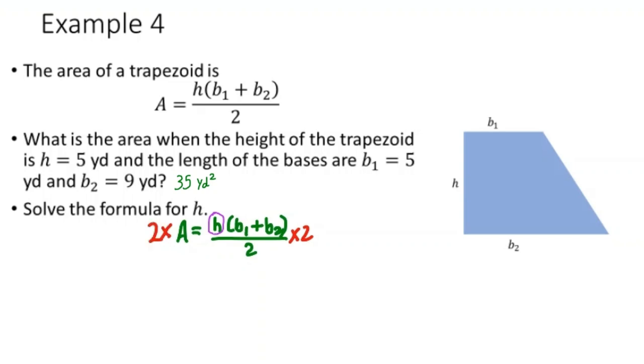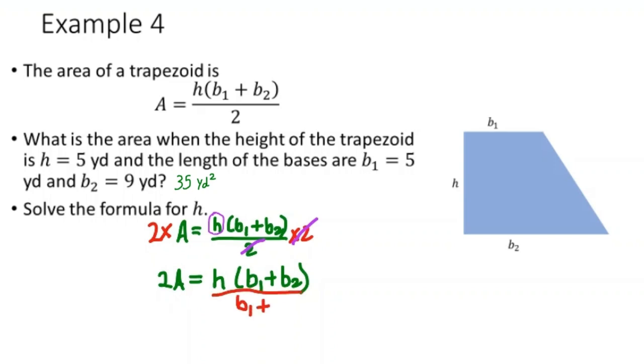So on the left-hand side, we get 2a equals, and it's going to leave h times b1 plus b2. Now from there, we have h times b1 plus b2. How do we get the h by itself? Well, h is being multiplied to b1 plus b2. So to isolate h, we're going to divide by b1 plus b2.